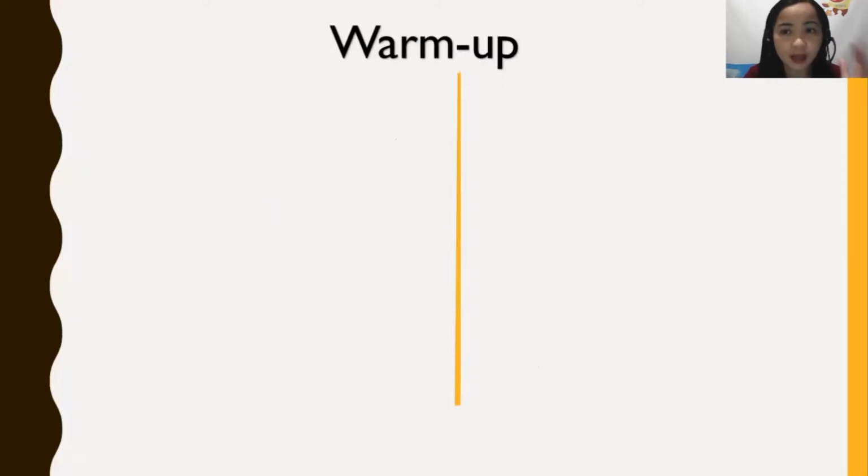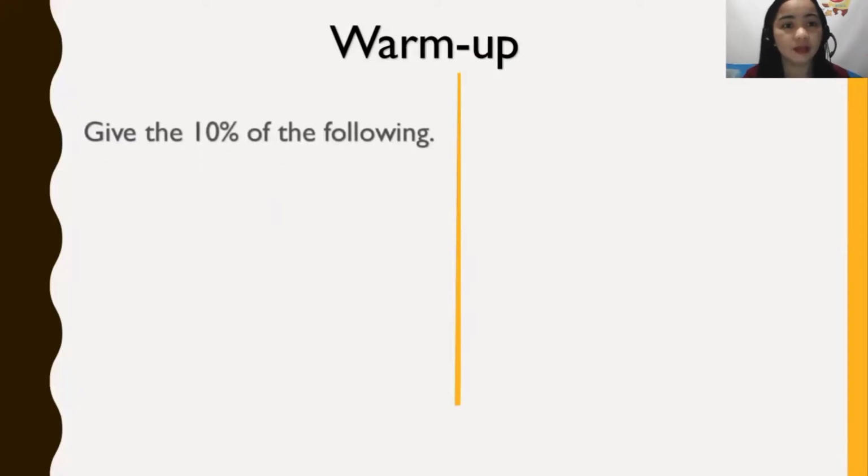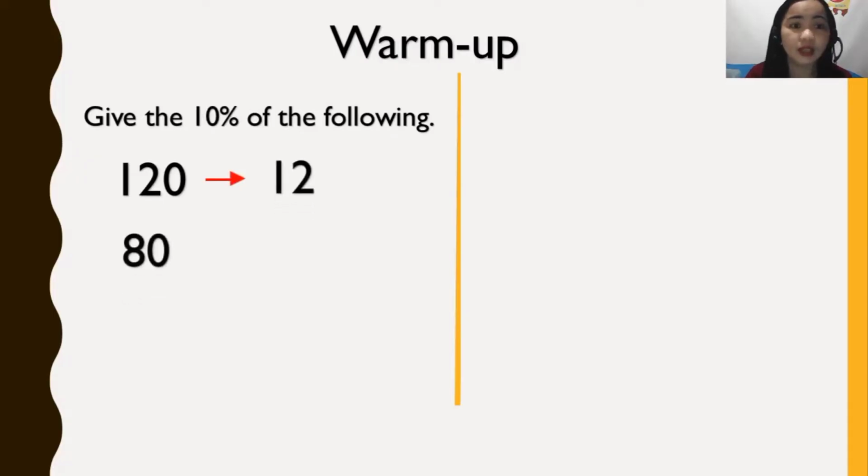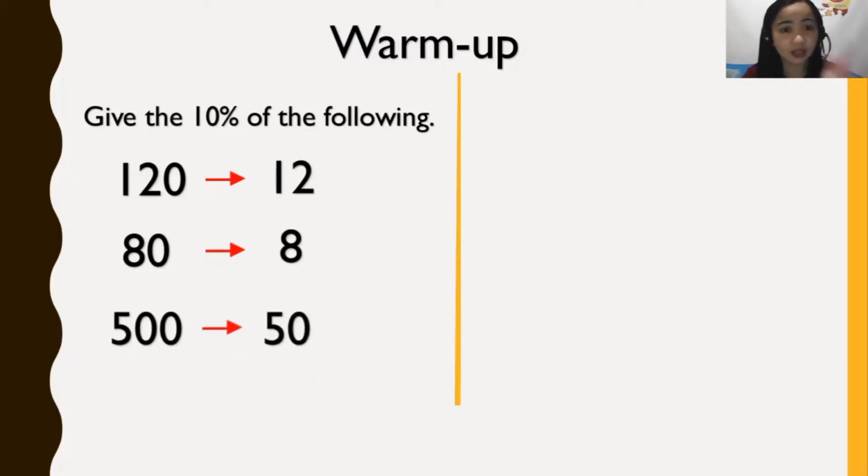Now, here I will be teaching you how to compute percentages mentally. For example, if we are getting 10%, give the 10% of the following. 120, the 10% is 12. 10% of 80 is equal to 8. And 10% of 500 is equal to 50. As you can see here, to get the 10% of a certain number, we just move the decimal point one place from right to left.